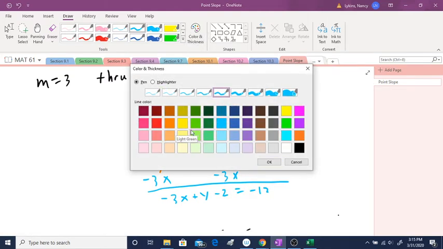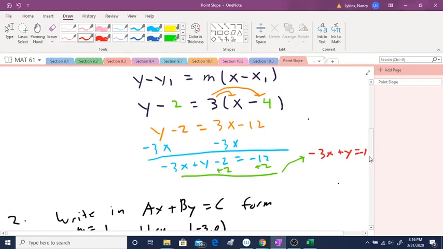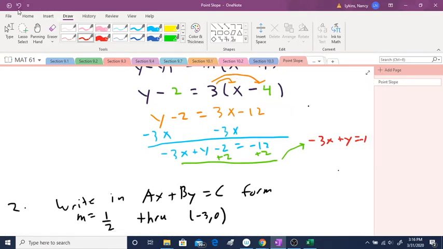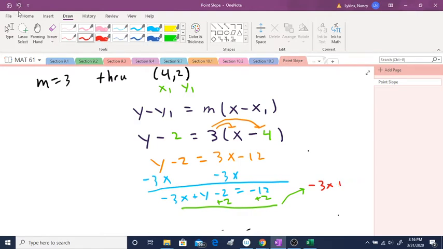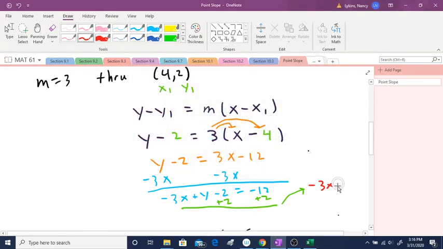And then finally, what I need to do is add my 2 to both sides. So it's going to be negative 3x plus y equals, now negative 12 plus 2 gives me a negative 10. And notice, this is an ax plus by equals c format. This is my answer.